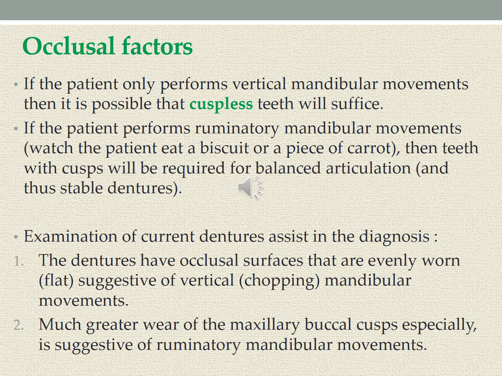Examination of current dentures assists in the diagnosis to know which teeth the patient needs. If the dentures have occlusal surfaces that are evenly worn or flat, this is suggestive of vertical or chopping mandibular movements. But if the dentures have more wear of the maxillary buccal cusps especially, this is suggestive of ruminatory mandibular movements. And in this case, we need to select anatomic teeth, or teeth with cusps, for this patient.